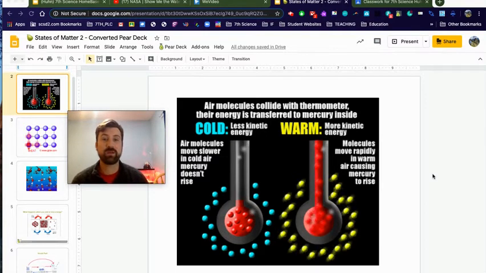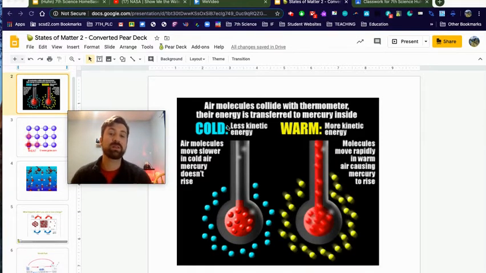So just an example here, how a thermometer works is air molecules collide with the thermometer and their movement energy is transferred to the mercury molecules inside of the thermometer. So when it's cold air, there's less kinetic energy, or movement energy, of the molecules in the air. And the air molecules don't hit the mercury as much and they don't pass as much movement energy to the mercury molecules. So the thermometer doesn't rise very much.